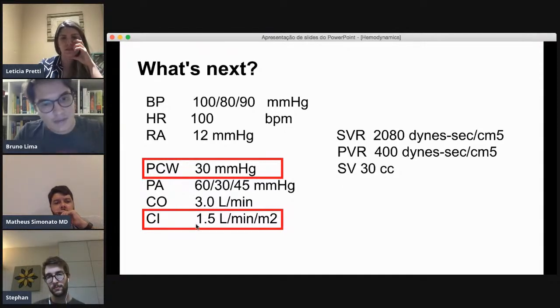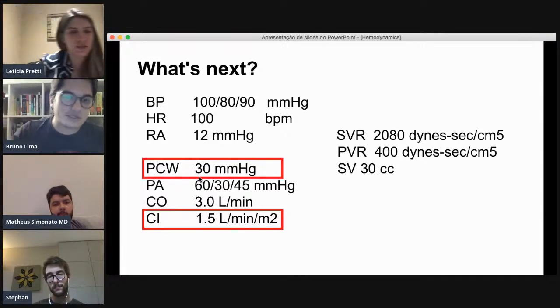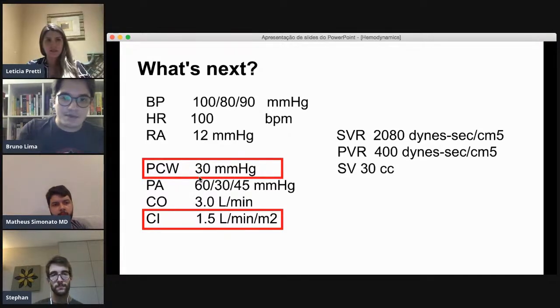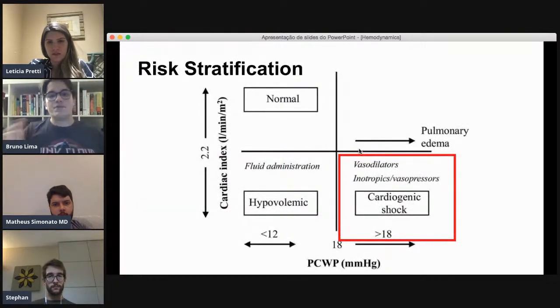So here, his cardiac index, okay, for his body, I mean, a cardiac output of 3 liters might be fine for somebody who's really small. But the guy, I mean, based on his BSA, his CI is 1.5. So where do I put this guy?